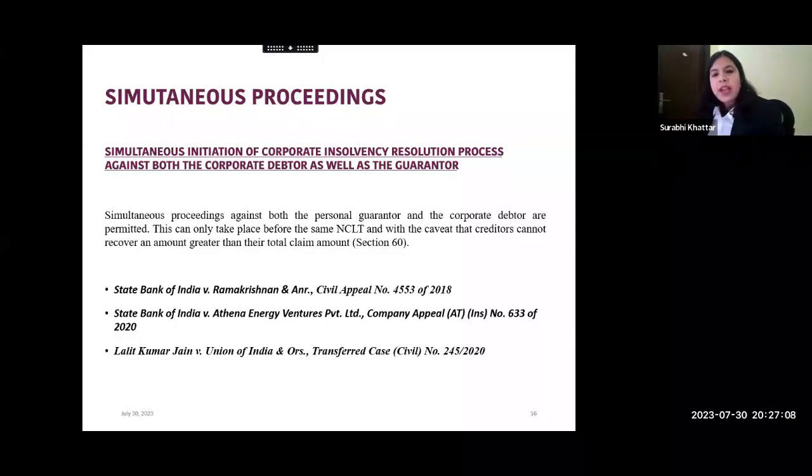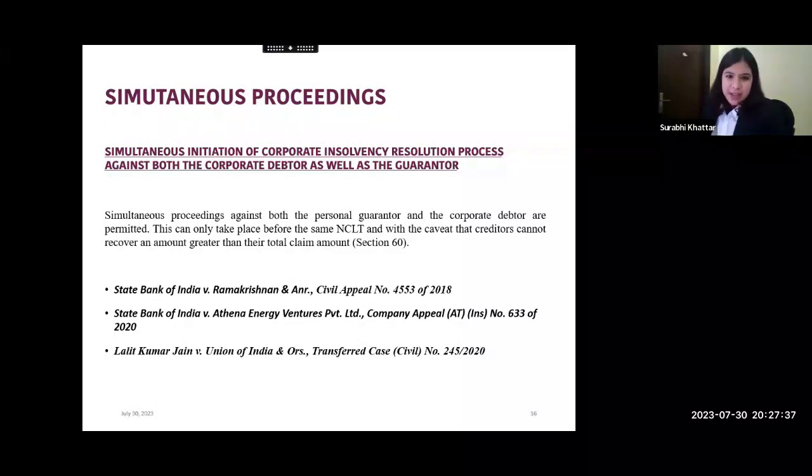However, during the pendency of the appeal before Supreme Court, another judgment came from NCLAT, same bench strength, in State Bank of India versus Athena. Here, NCLAT held that simultaneous proceedings against a principal borrower and a corporate guarantor can be initiated, and the liability of principal borrower and corporate guarantor is coextensive.